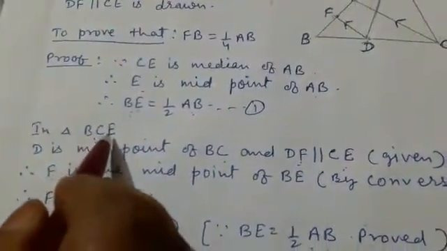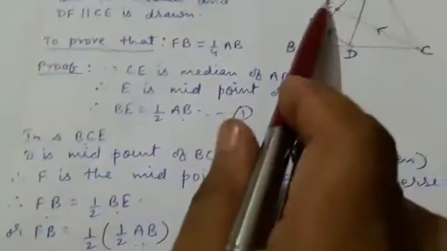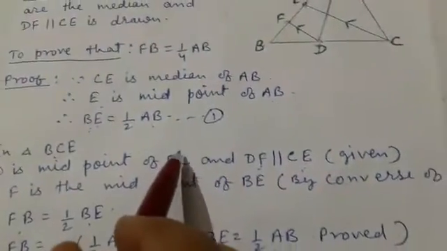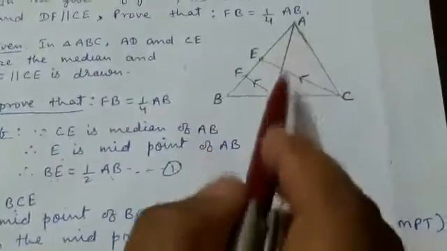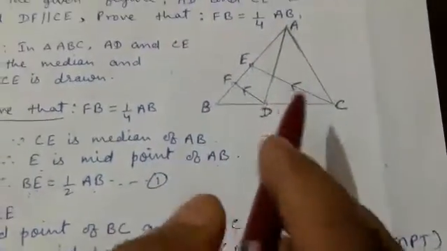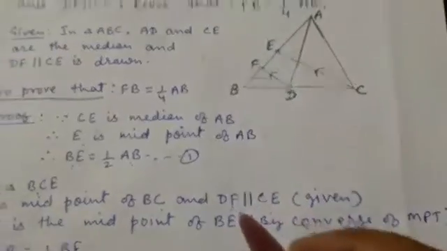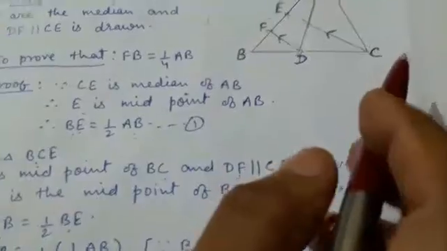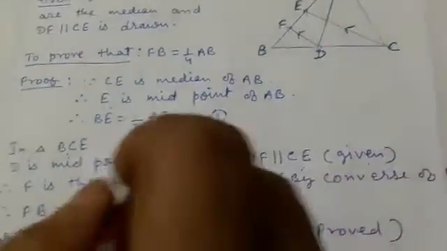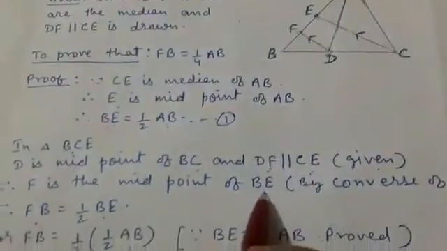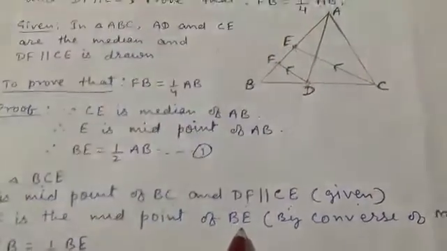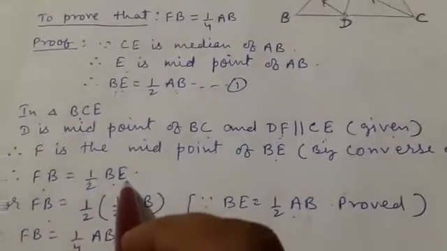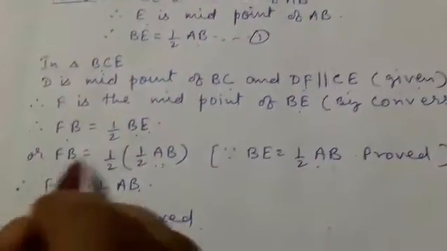Now in triangle BCE, AD is a median, so D will be the midpoint of BC, and DF is parallel to CE, it is given. So F is the midpoint of BE by the converse of the midpoint theorem. So FB is equal to half of BE.